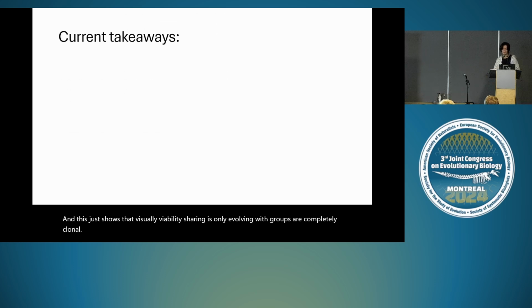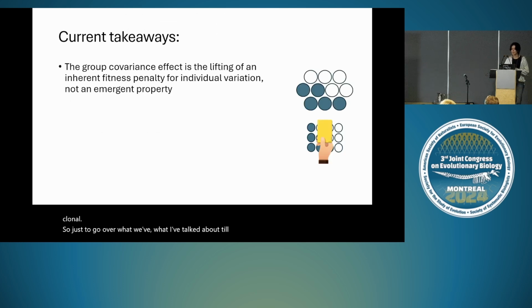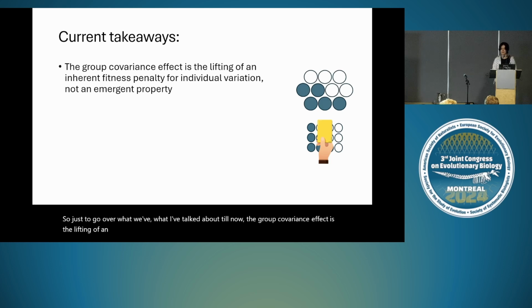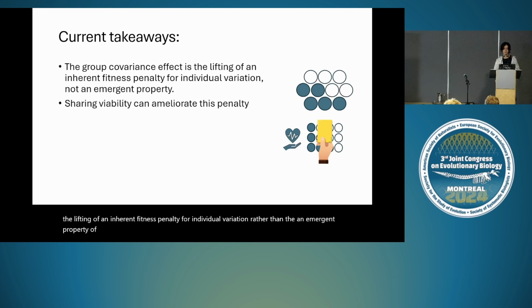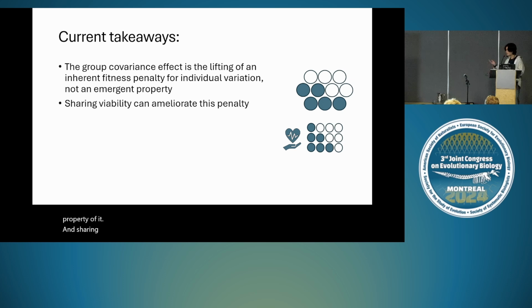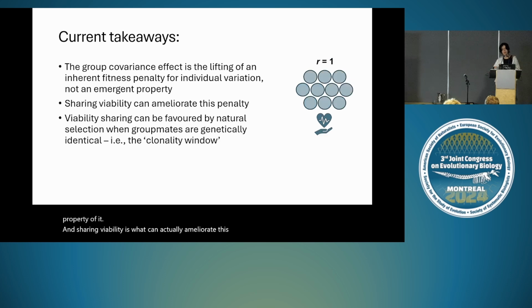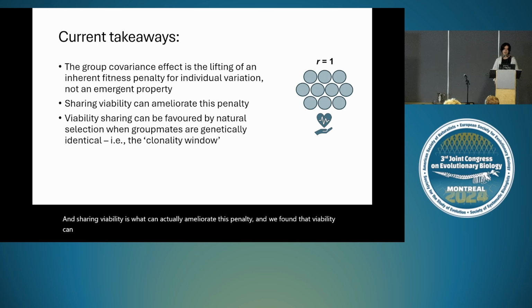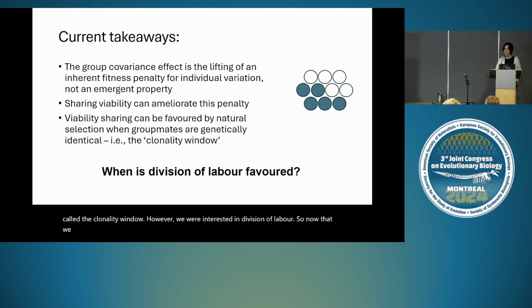So just to go over what I've talked about till now, the group covariance effect is the lifting of an inherent fitness penalty for individual variation rather than an emergent property of it. And sharing viability is what can actually ameliorate this penalty. And we found that viability sharing can be favored by natural selection when group mates are genetically identical, which we've called the clonality window. However, we were interested in division of labor. So now that we know when individual variation is not penalized, we wanted to know when division of labor itself might evolve, and thus complex multicellularity and perhaps individuality.